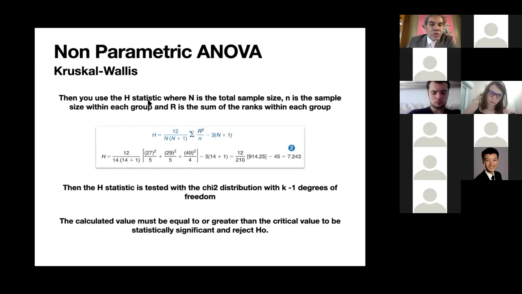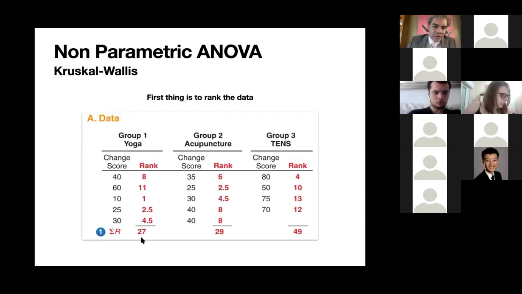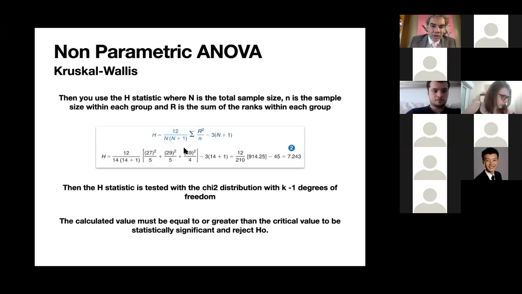When you use the H statistic, N will be the total sample size. In this case, 14, okay? Here you put 14 because this is the total sample size. Small n is the sample size within each group, okay? Here, the sample size within each group is 5 in one group, 5 in the second group, and 4 in the third group. And R is the sum of the ranks within each group. You remember, the sums of the ranks are 27, 29, and 49, okay? Oops, sorry. So here you just fill in the gaps, here, here, and here.